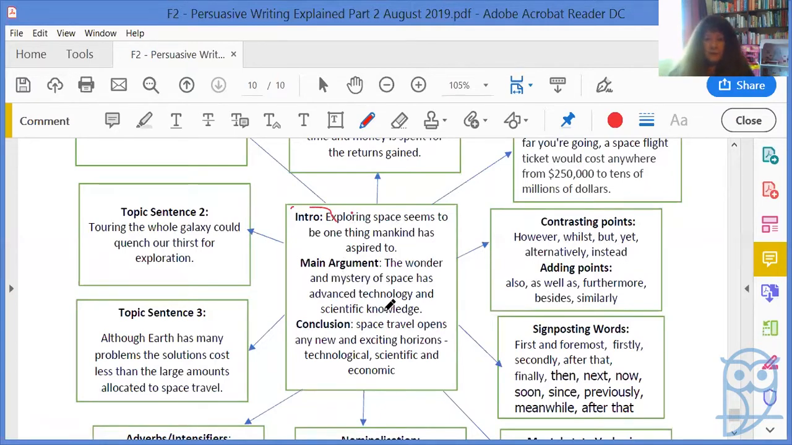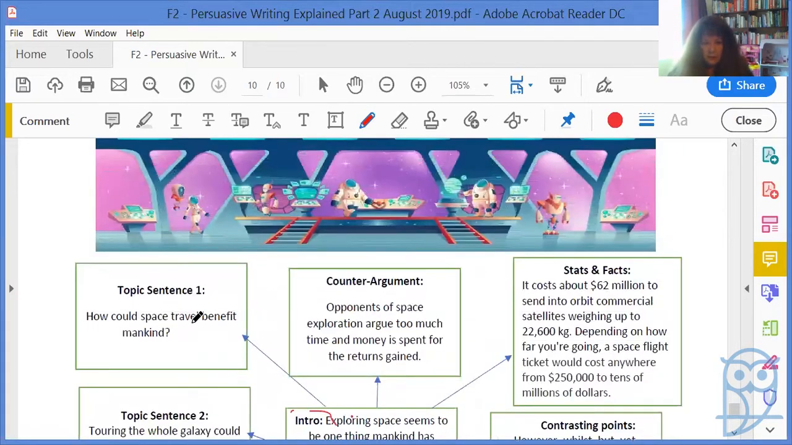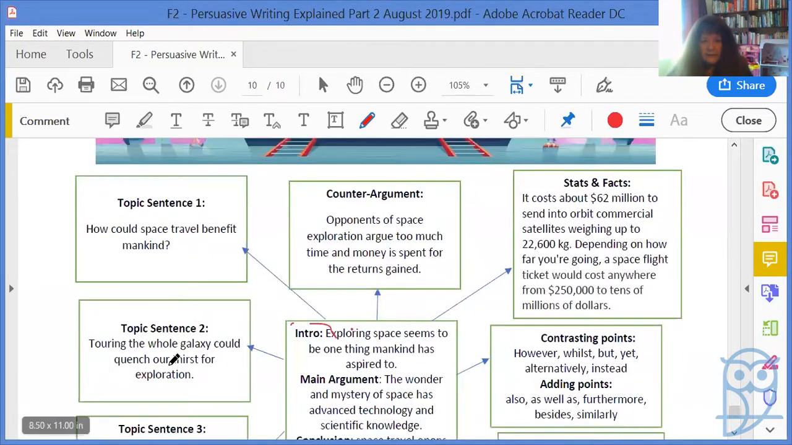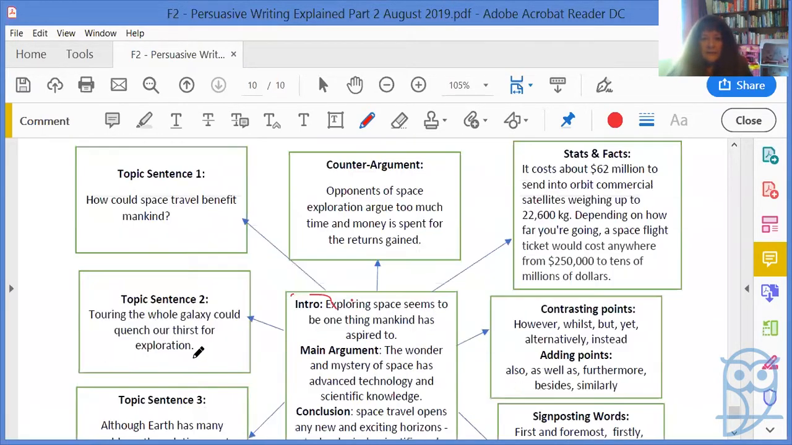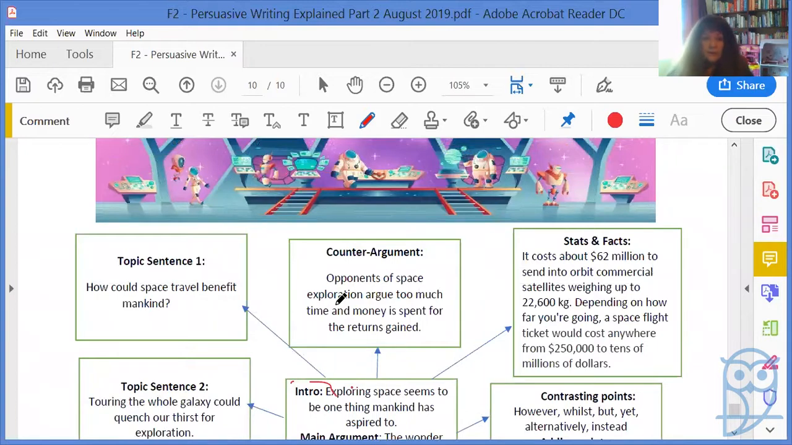But then, of course, you have to turn this into topic sentence 1, topic sentence 2, topic sentence 3, and of course, a counter argument. You always have to have that. Okay, so your topic sentence 1 could be something like, how could space travel benefit mankind? That could be your very first sentence. It's short, sharp, and to the point. Then you would explain how it could be of benefit.